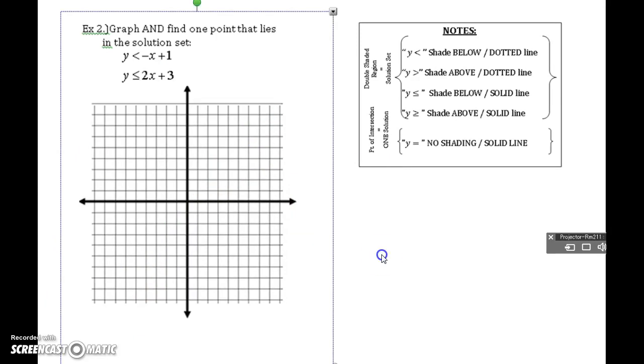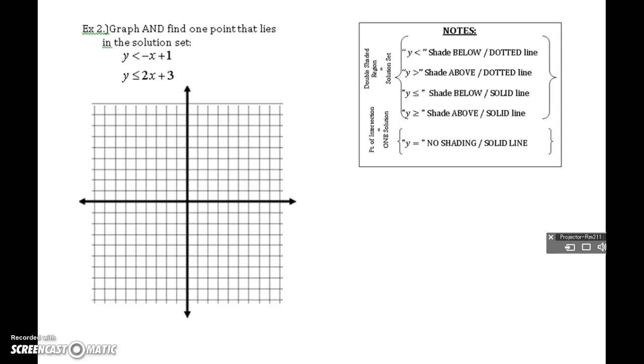Okay, so now let's look at example 2. Example 2 says to graph and find one point that lies in the solution set. I have two inequalities here: one is y is less than negative x plus 1, and the second one is y is less than or equal to 2x plus 3. I look at my rules, and both of them I'll be shading below, but one will be a dotted line and one will be a solid line. So first I'm going to plot y is less than negative x plus 1.